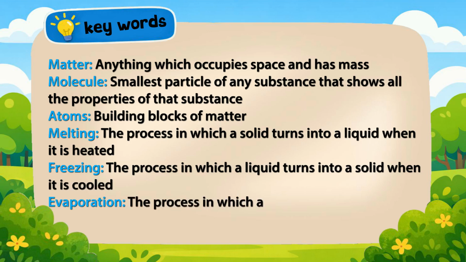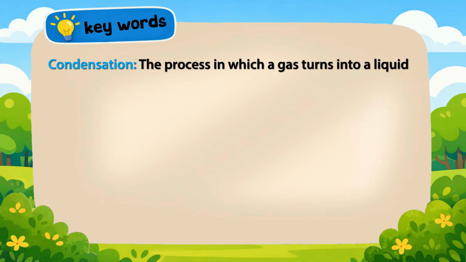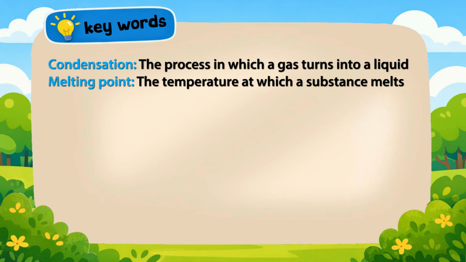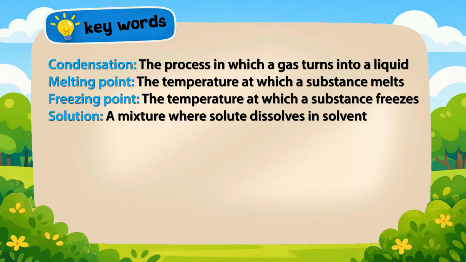Evaporation, the process in which a liquid turns into a gas. Condensation, the process in which a gas turns into a liquid. Melting point, the temperature at which a substance melts. Freezing point, the temperature at which a substance freezes. Solution, a mixture where solute dissolves in solvent.